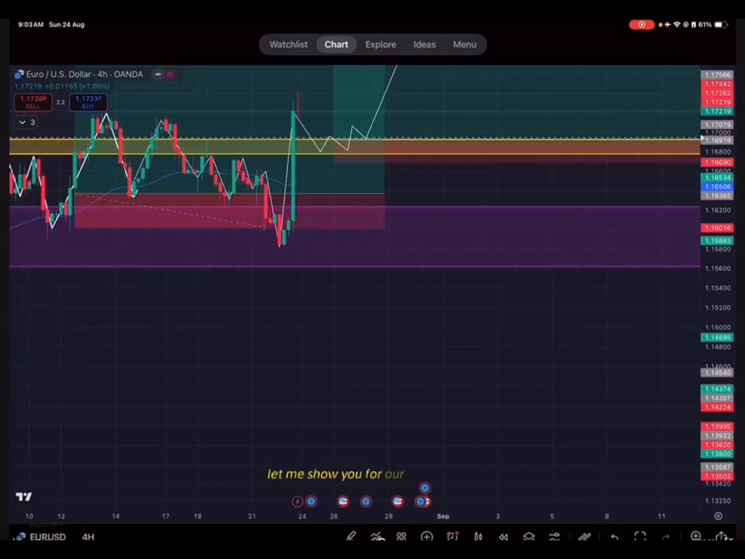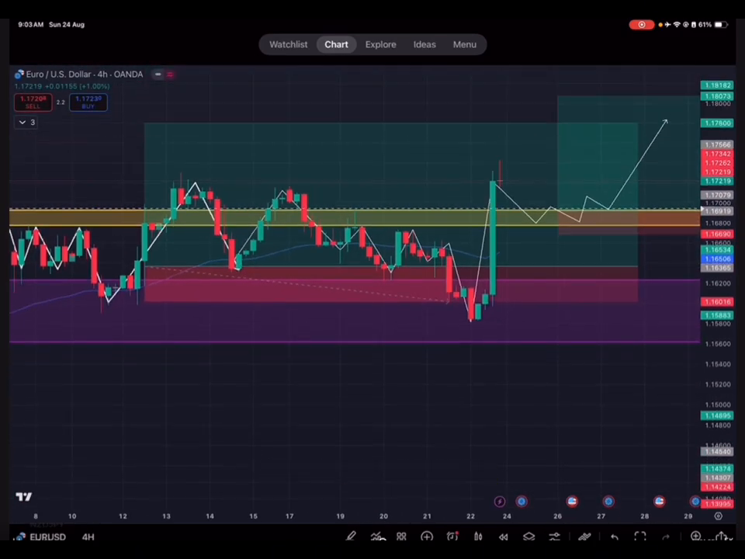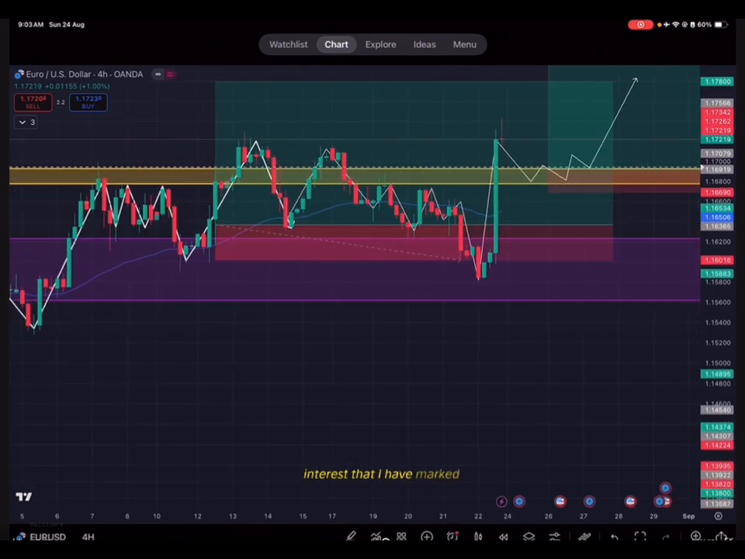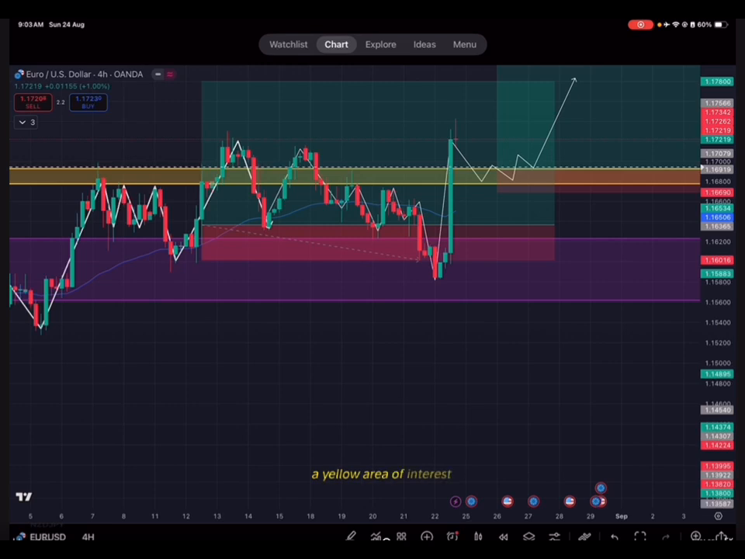Let me show you the 4-hour, and on that the bearish doji retracement, which can also be traced down into the area of interest that I have marked, a yellow area of interest. So I want the market to come down and hit my area of interest, and then after the market structure shift, I'm gonna be taking buys. Okay, done with Euro USD.